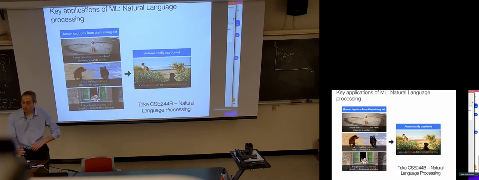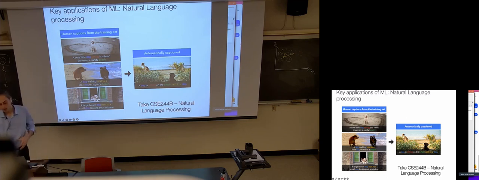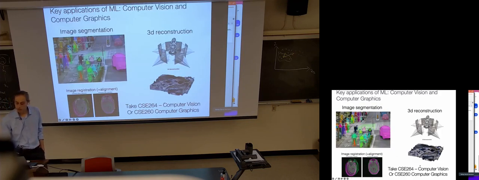There are applications in natural language processing. For example, where we again have an image and we want to caption it. Given these images, a cute dog sitting on a beach, and we have a training set, and then we learn how to caption new images. Then we're given a new image that could be, let's say, similar, and then it gets automatically captioned by the machine learning model.